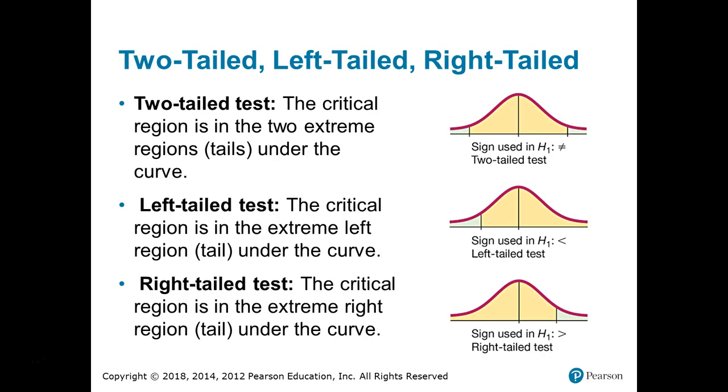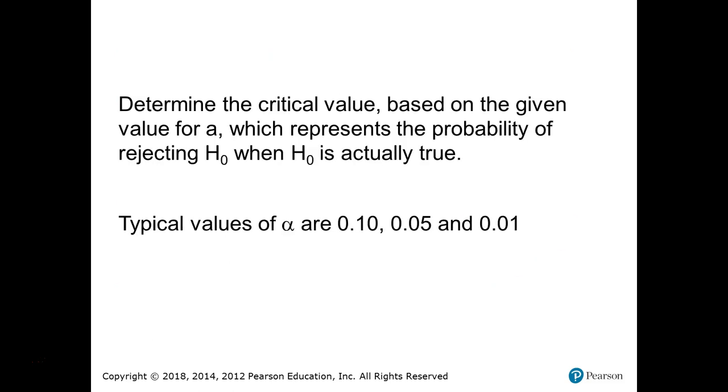Here's another slide just summarizing that. So determine the critical value based on the given value for alpha, which represents the probability of rejecting H naught when H naught is actually true. So what does that mean? Probability of rejecting H naught when H naught is actually true. So if the null hypothesis is actually true, we want to know what critical value will correspond to rejecting that when it is true.